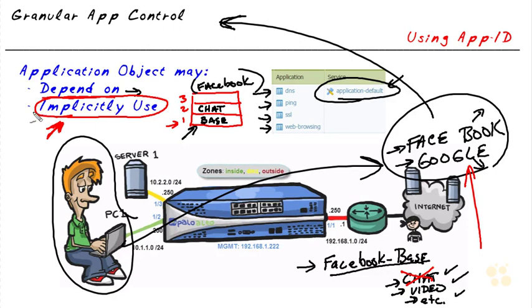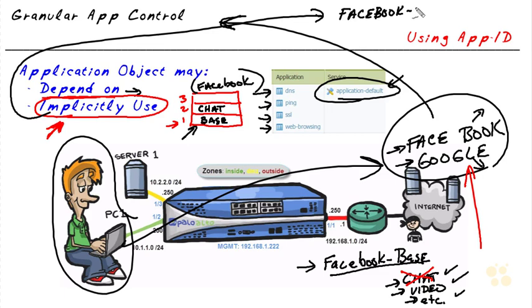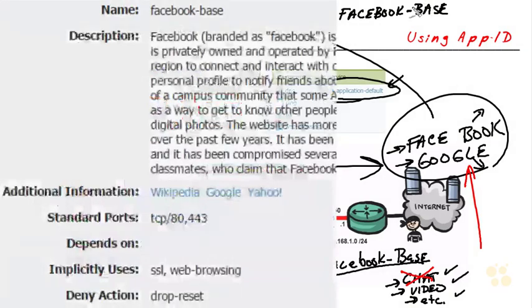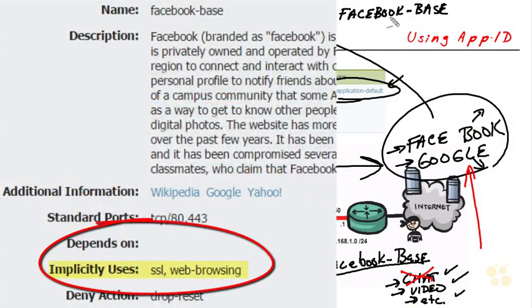Here's an example. Let's go ahead and take Facebook again. So let's say we're going to go ahead and use Facebook-base as an application object. The details for the Facebook-base application object would show that this Facebook-base implicitly uses two additional application objects. And they are web browsing, which we know and love as TCP port 80 for HTTP, and SSL.